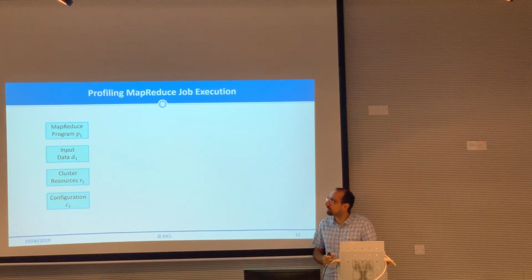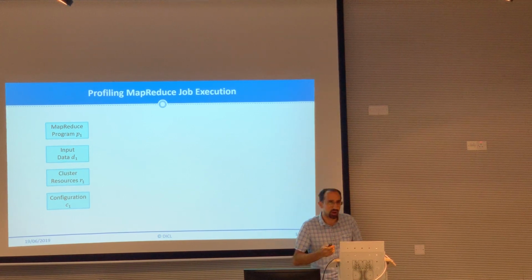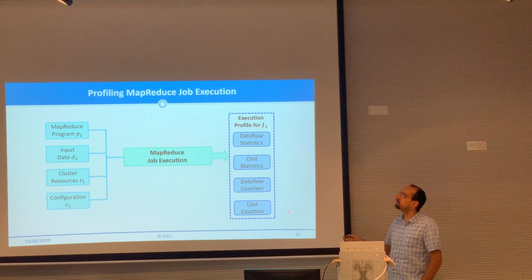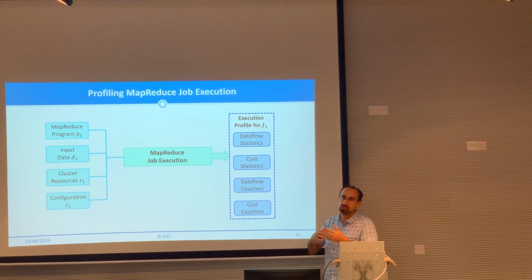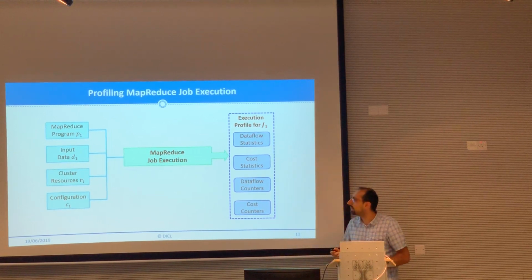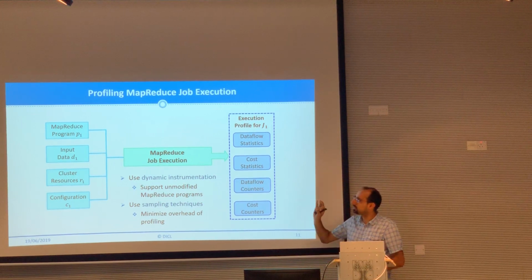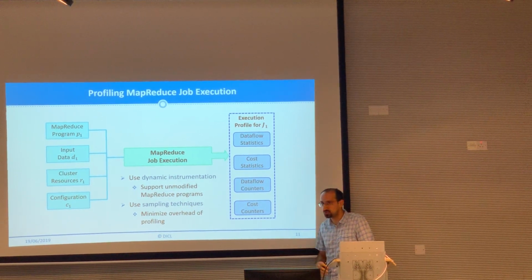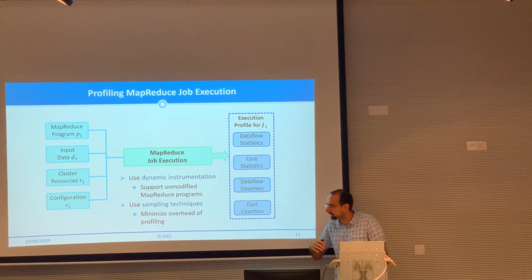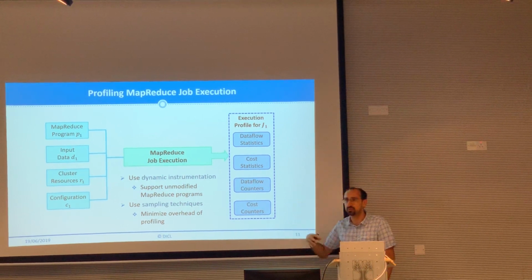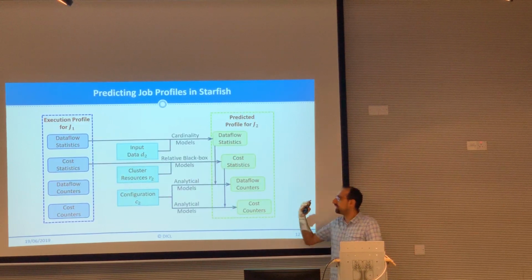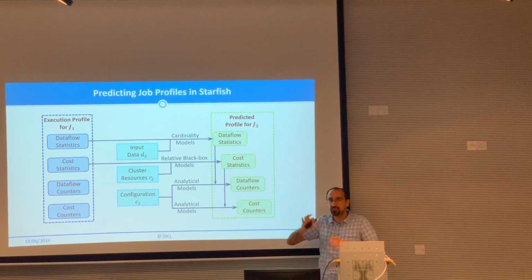So going through them briefly, when it comes to profiling a MapReduce job execution, the idea is to execute the MapReduce job, or a small sample of it, in order to collect some information, which we call an execution profile. This profile is essentially a summary of execution consisting of various statistics and counters. A couple of little details: we use dynamic instrumentation to collect all of this information from unmodified MapReduce programs, so the application developer didn't have to worry about it, and we also use some specialized sampling techniques to minimize the overhead of profiling. Once we have this execution profile, we can build the different models, and different models are required to model different aspects of the system.